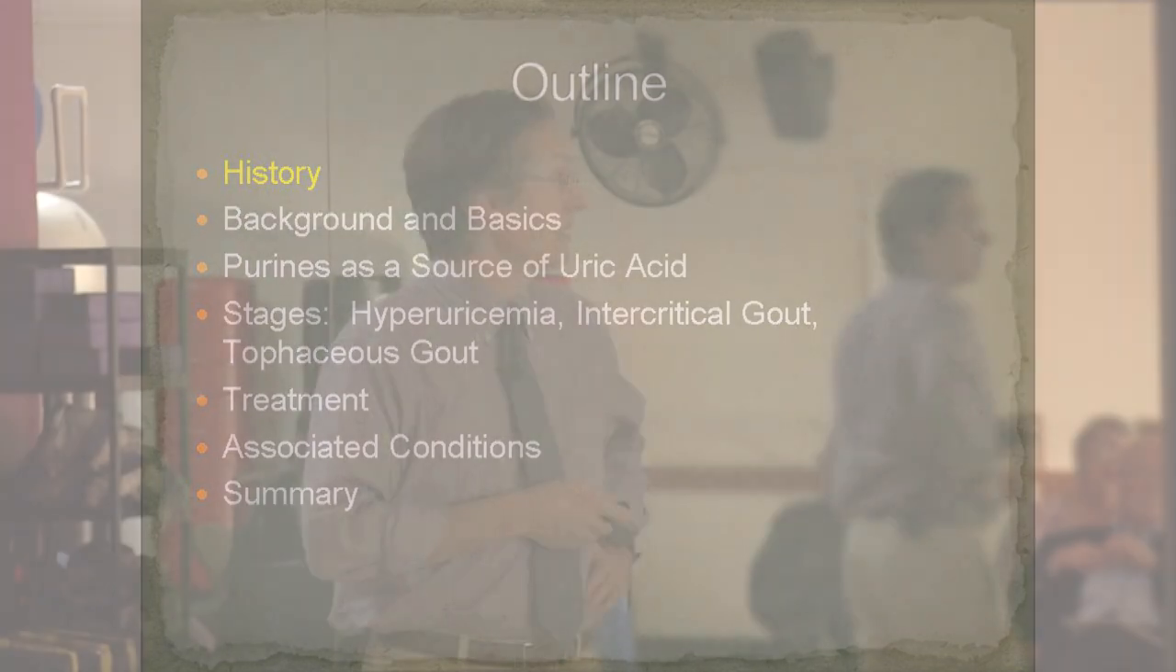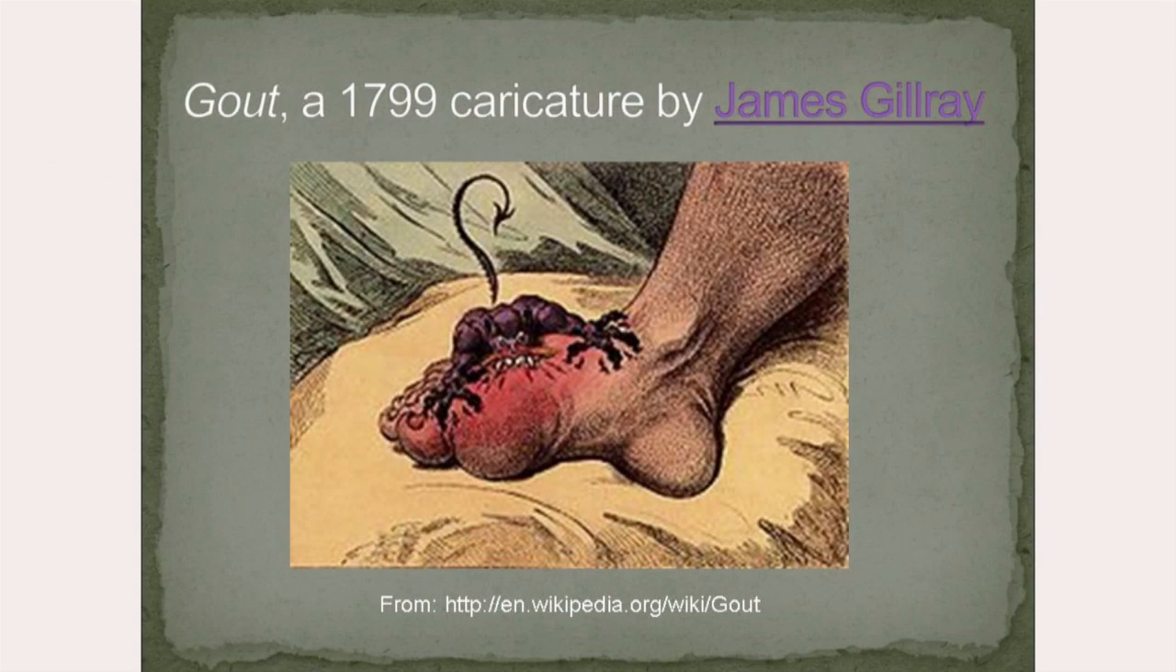So this is a very famous caricature by a caricature artist in London by the name of James Gillray from 1799, which I think is very representative of how gout feels to people, which is almost like a little monster is biting your big toe, causing a lot of inflammation and pain.